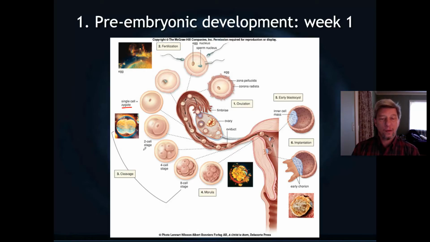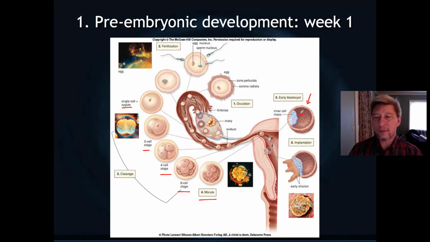We then undergo the first step of cleavage, then the second step, then the third step, and so on, until eventually we have this solid ball of cells called the morula. Around this time, we're entering the uterus, and this is like day 4, 5, maybe 6. The morula hollows itself out, and you can see the hollow ball right here.